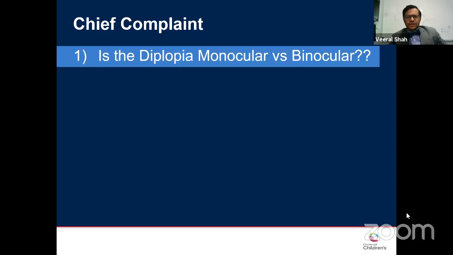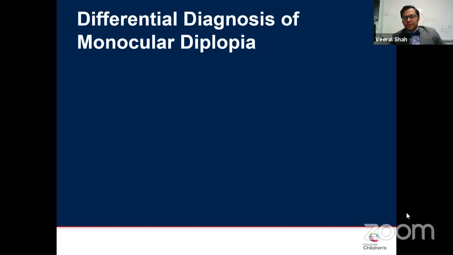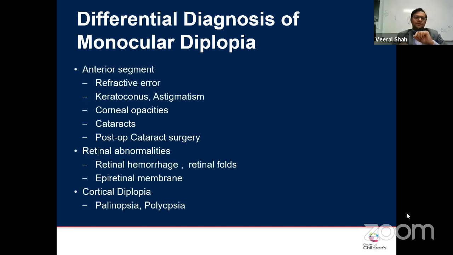The second question, and actually I'm going to take a step back. I think it's worthwhile to bring up the monocular diplopia causes here, because we're not going to talk about them from here on in, since those are ophthalmology issues. So if it's the anterior segment, the front of the eye, it's the cornea.